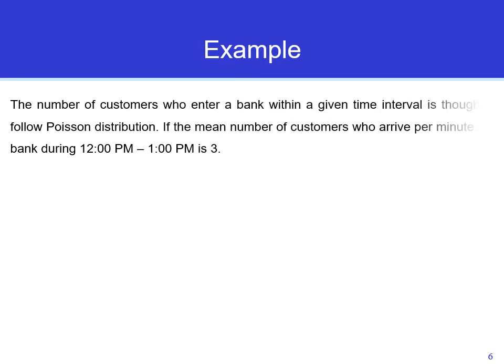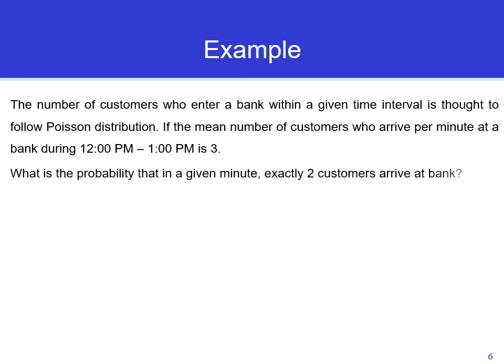Nothing can actually enforce us learning statistics and mathematics in general than doing a practice problem or an example. So let's see an example here. The number of customers who enter a bank within a given time interval is thought to follow a Poisson distribution. There you go, the problem itself says that it's a Poisson distribution. If the mean number of customers who arrive per minute at a bank during 12 p.m. to 1 p.m. time interval is 3, then what is the probability that in a given minute exactly 2 customers arrive at a bank?